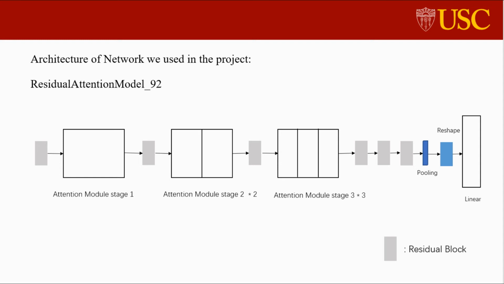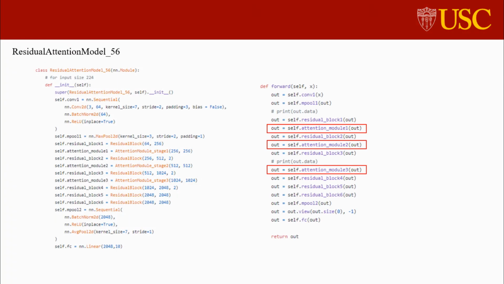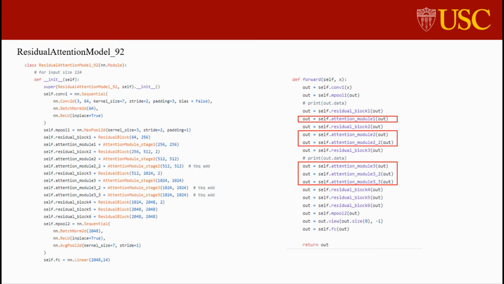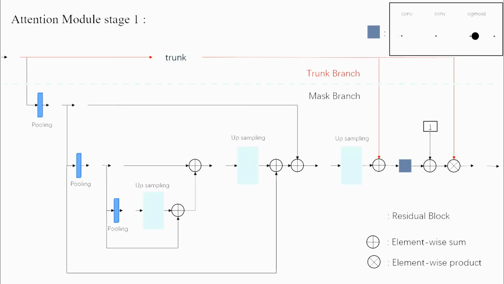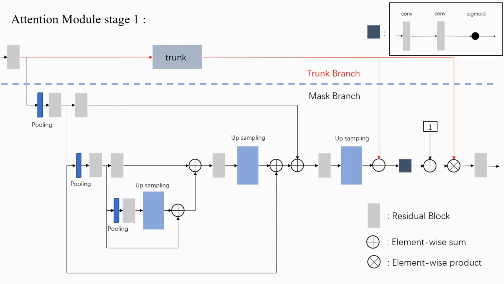The second one is the residual attention model 92. The only difference between those two is the number of attention blocks we used. There are 2 attention module stage 2 instead of 1 and 3 attention module stage 3 instead of 1 in attention 92. Here is our code to implement them, and we can see clearly that the code is almost the same, except that we add 3 more attention blocks in the attention 92. Let's see inside the attention blocks.